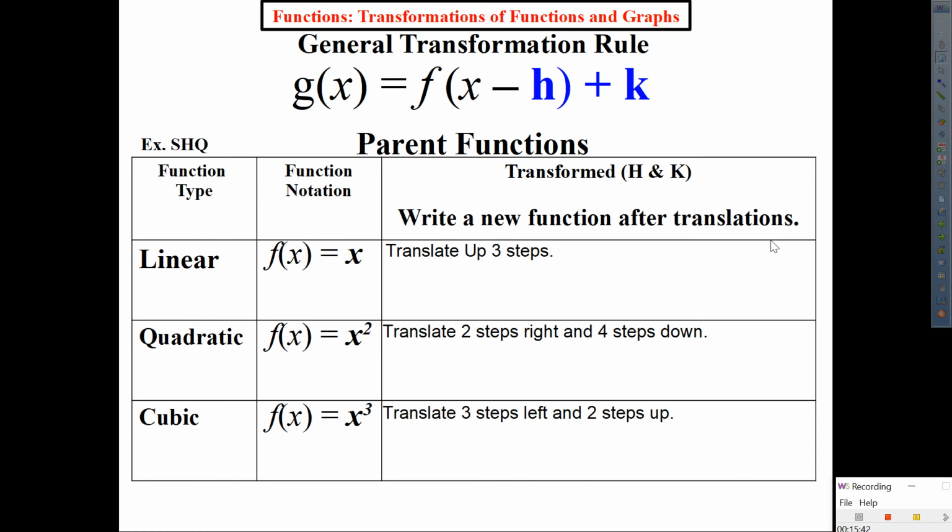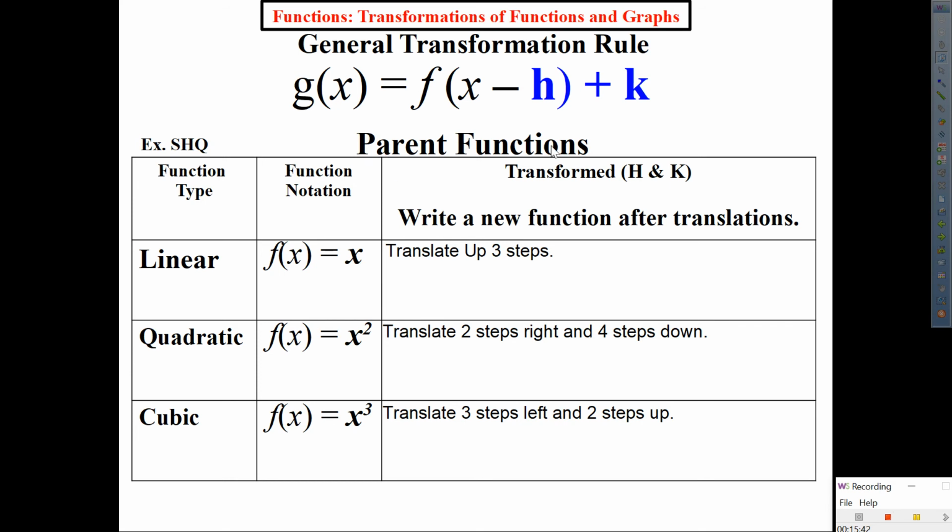All right, let's do this. So, the general rule, g of x equals f of x minus h plus k, applies to any function. From this point forward, we're going to be working with different kinds. But today, I'm going to emphasize on these 3, linear, quadratic, and cubic. We've been working with linear from the beginning of the school year. Once we got to 2-variable equations, I introduced quadratic slightly about a month ago, and then yesterday reintroduced it. Today we're going now with cubics, okay?